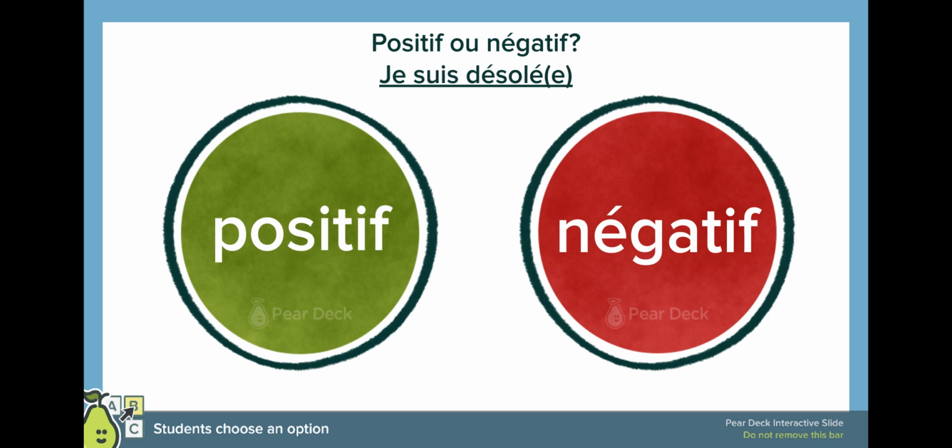Okay, next one, positif ou négatif. Je suis désolé. That's from French 1. Je suis désolé. Positif ou négatif? Negative. I would say that's negative. I'm sorry is negative. So je suis désolé, I'm sorry.